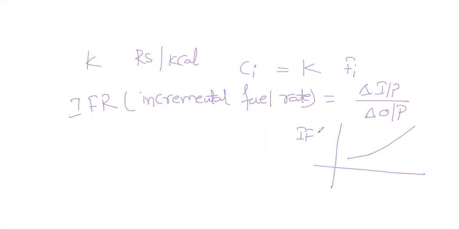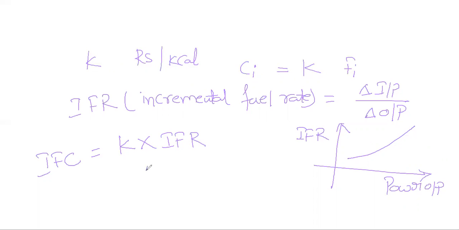Incremental fuel rate is plotted on the y-axis. The power output is plotted on the x-axis. So this is the incremental fuel rate characteristic. Once the cost of fuel is also known, then we can get the incremental fuel cost. This incremental fuel cost is the cost of fuel into incremental fuel rate. So the incremental fuel cost characteristic will also be like this.